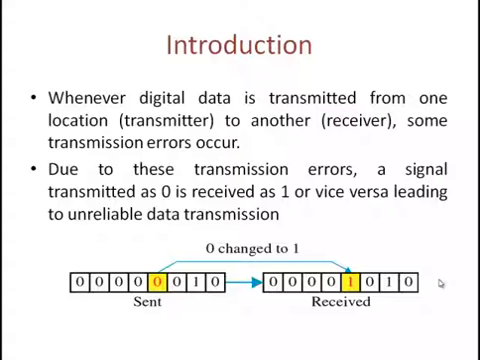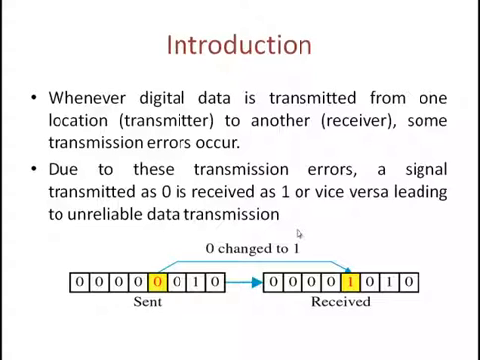First, it is the introductory part. We know that whenever digital data is transmitted from one location to another, some transmission errors occur. These errors are because of the noise present in the channel. Due to these transmission errors, a signal transmitted as 0 is received as 1 or vice versa, leading to unreliable data transmission. Like here, bit 0 has changed to bit 1 due to the noise present in the channel. So it's very important to detect and correct the errors present in the received data.